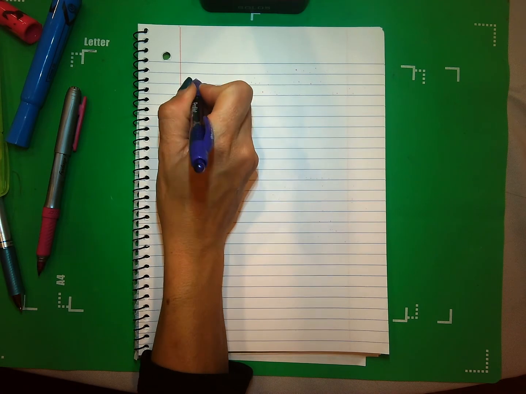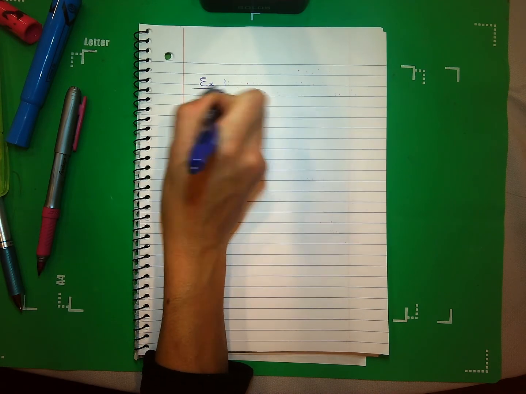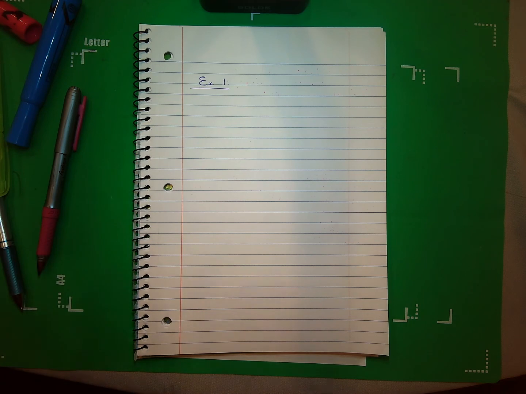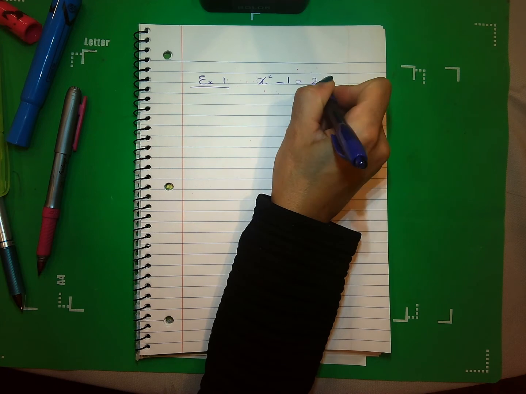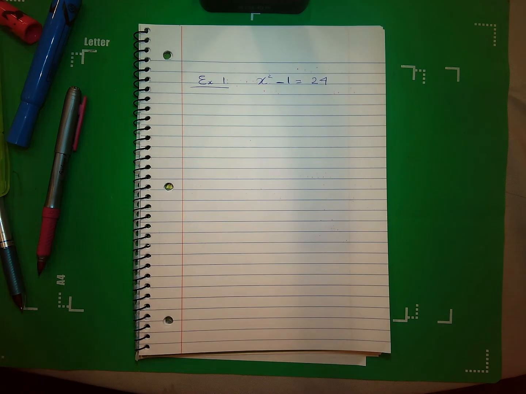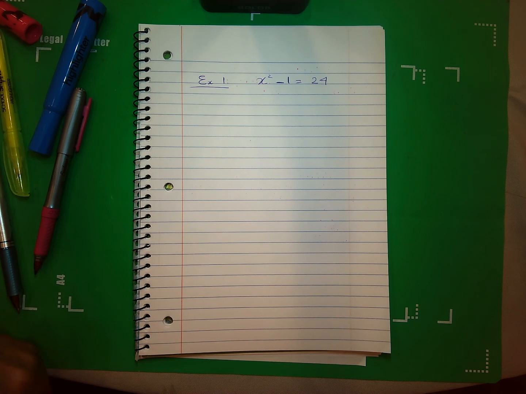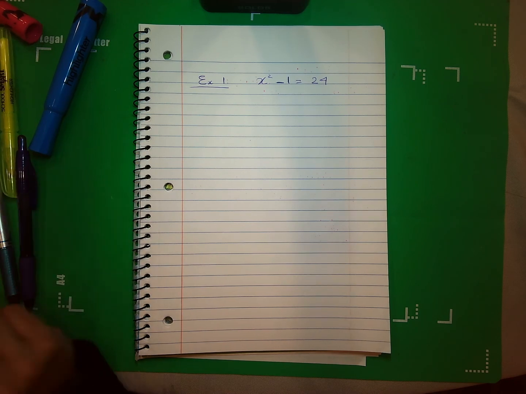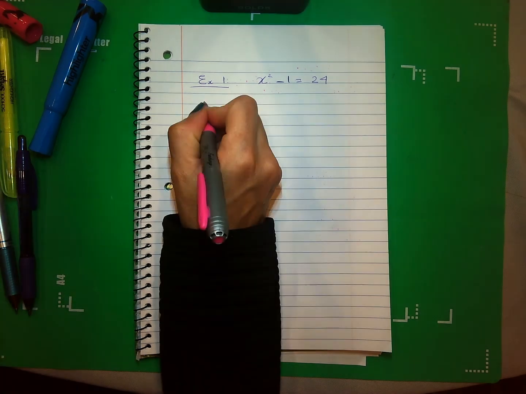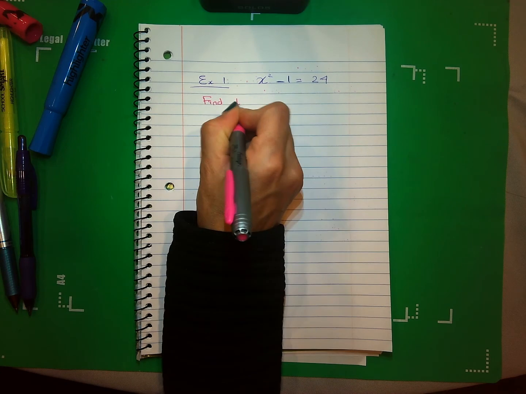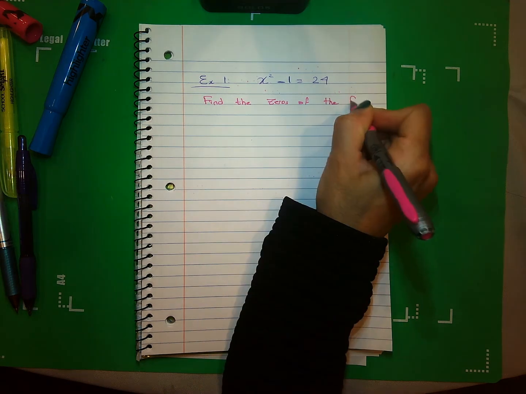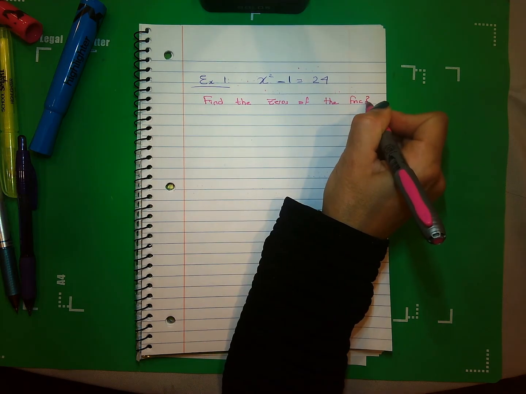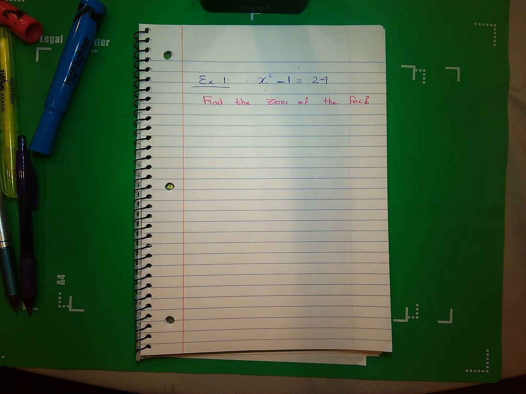So, example 1. What do I have for example 1? I'm going to start, of course, with the easiest thing, and then we're going to start adding up to it. All right, so I have x squared minus 1 equals 24. And the question is, find the zeros of the function.